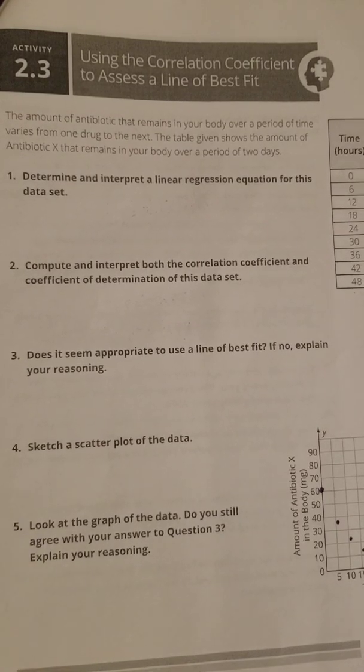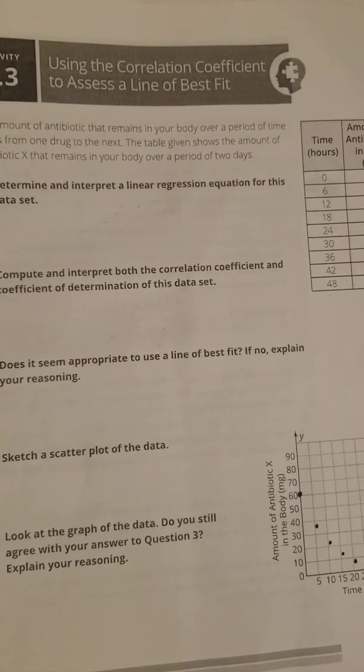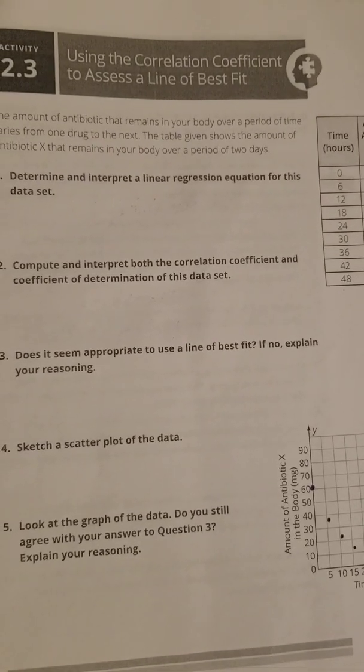Here we have a situation. The amount of antibiotic that remains in your body over a period of time varies from one drug to the next. The table given shows the amount of antibiotic X that remains in your body over a period of 2 days. Determine and interpret a linear regression equation for this data set.